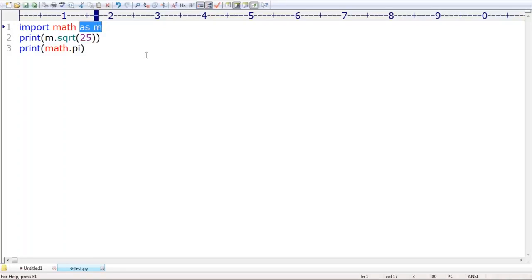Next, one more small thing. Even if you create an alias name, the problem is m.sqrt, m.pi, like this. I don't want to use this math or m. Is it possible to access sqrt directly? Is it possible to access pi directly?